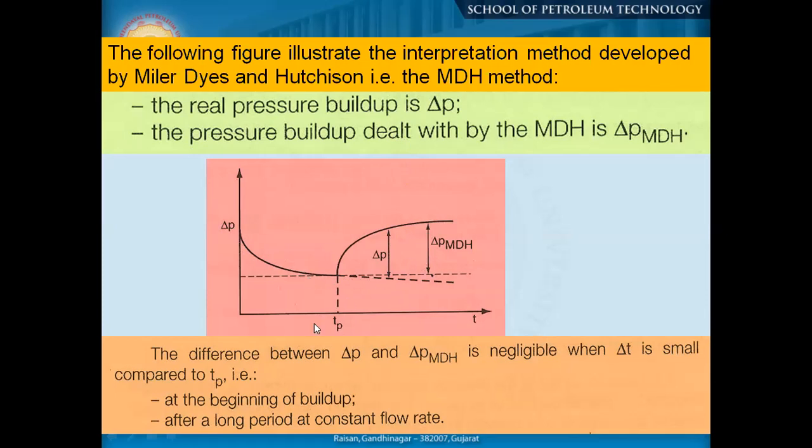Okay, so the difference between del P and del P MDH is negligible when del T is small compared to TP. So TP, this production time, is so big, so high, let's say 10 years you have taken production from the well, that it cannot be properly understood. Okay, so there is a negligible difference. At the beginning of the build-up the difference is less, but as we move on during the build-up, the difference is more. So these are some of the considerations when we are trying to do this.